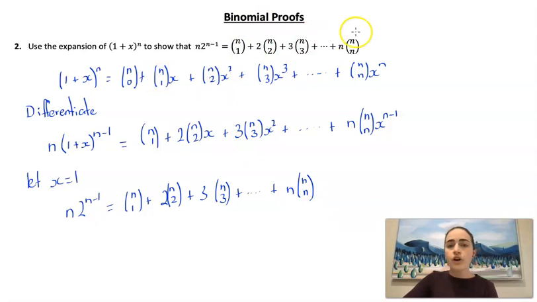So having a look at what you're aiming for sometimes helps us figure out what the process is going to be to get there, but also having a look at those powers, because that's an n minus 1. We know that we do get that when we differentiate as well. So that's having a look at two examples of proofs that involve binomial expansions.